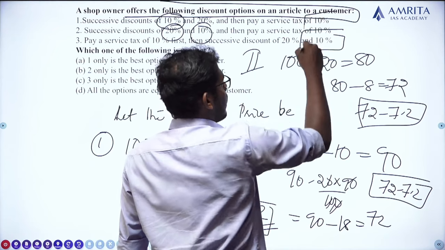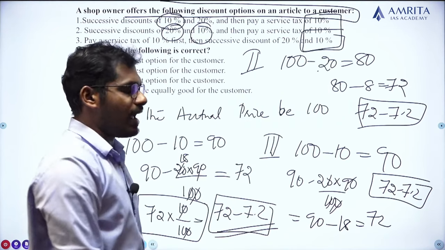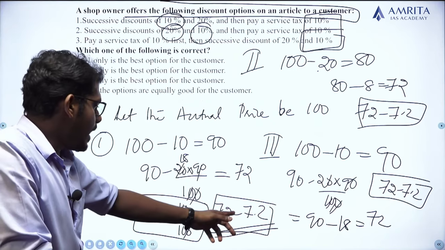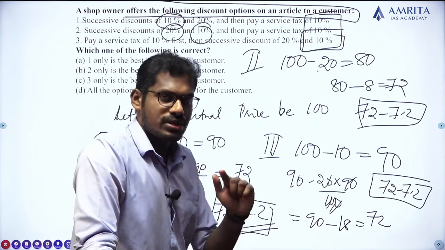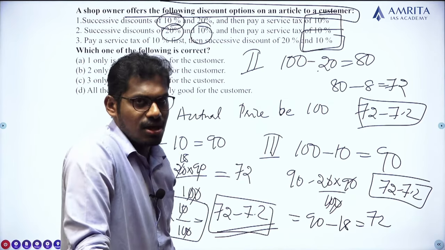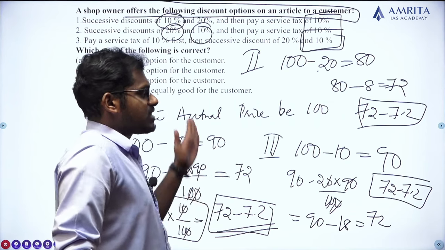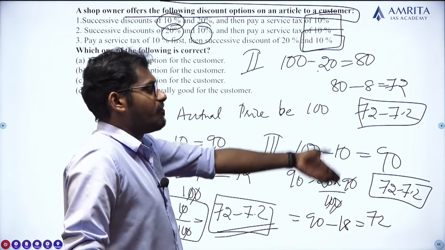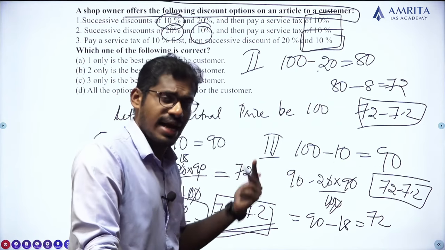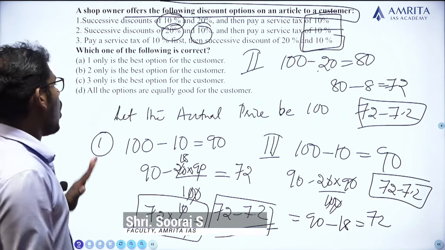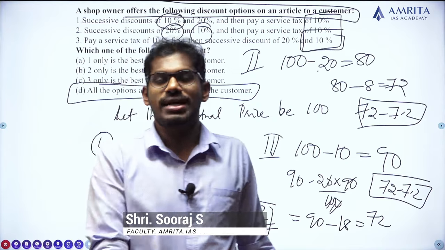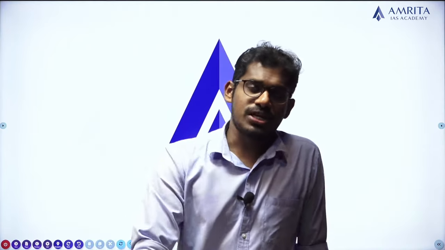Why? Because in every situation, the last step is the 10%, and the last value is 72. So 10% of 72 is the same in all three cases. So in all the three cases, the final price would be 72 plus 7.2. In the first case also, second case and the third case. Clear? So all the options are equally good for the customer. That is the answer for this particular question, option D. Clear? That's the end of this particular session.